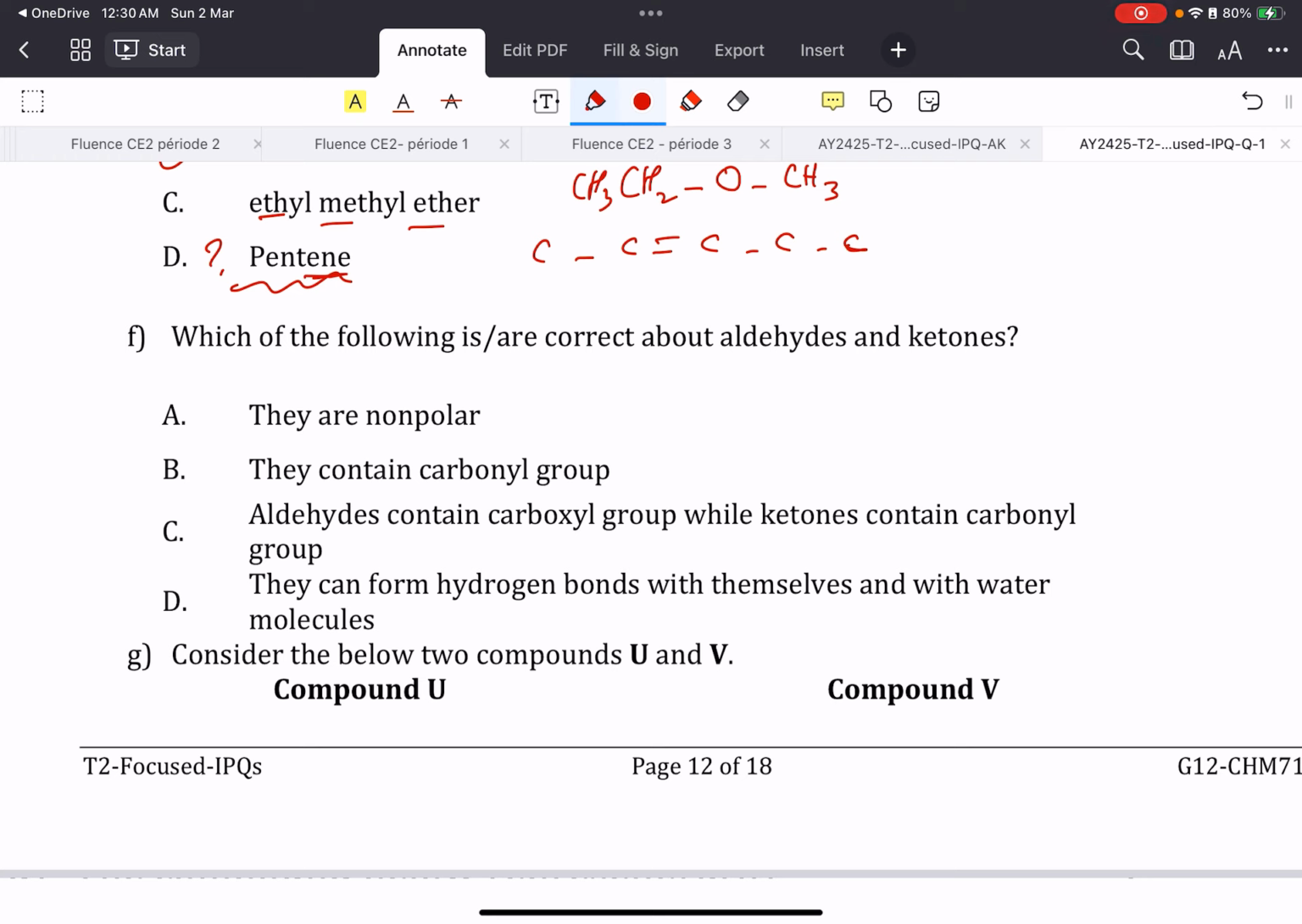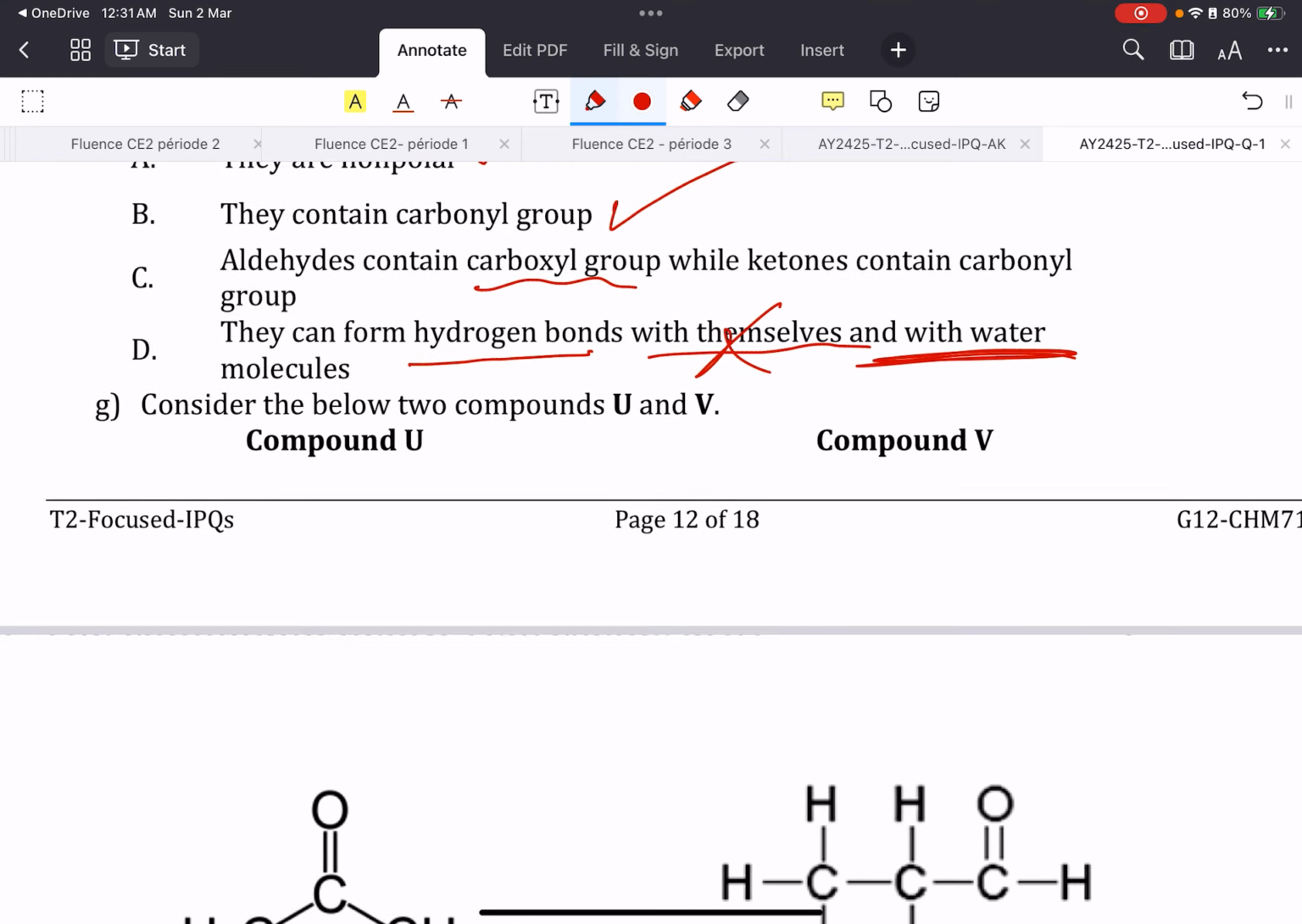Which of the following is correct about aldehydes and ketones? Aldehydes and ketones, they are polar. They contain a carbonyl group. Aldehyde contains carboxyl. Stop, this is wrong. They can form hydrogen bonds, yes, but not with themselves. They can form hydrogen bonds with water only, not between their molecules.